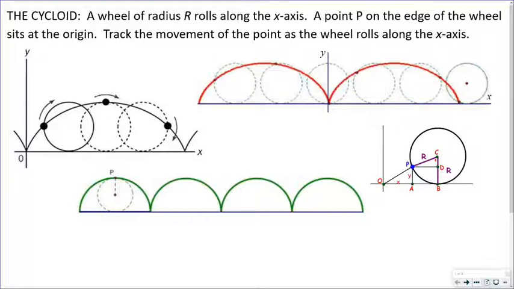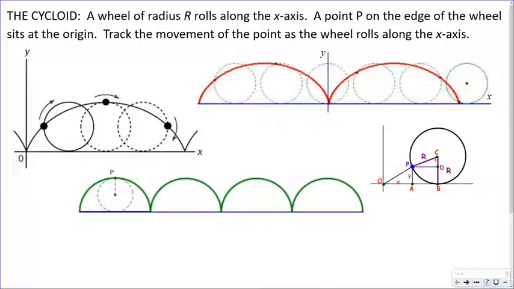Okay, so for our cycloid, let's say a wheel of fixed radius capital R rolls along the x-axis. At a point on the edge of the wheel, we're going to call this point P. Point P starts at the origin, and the cycloid is what you get if you track the movements of point P as the wheel rolls along the x-axis.